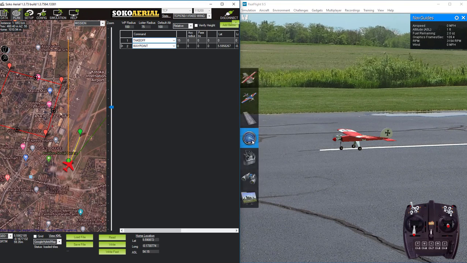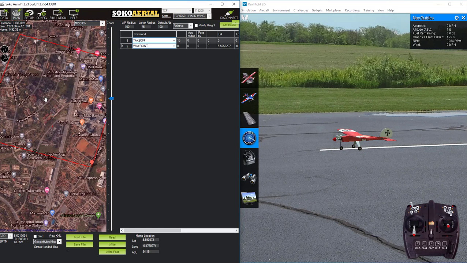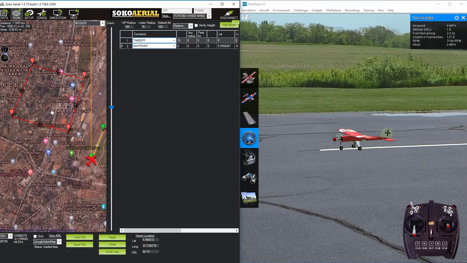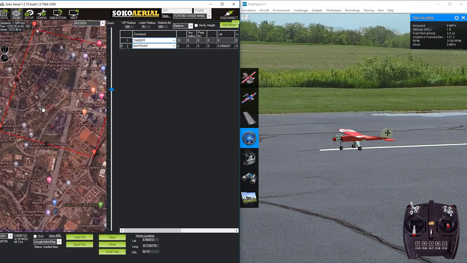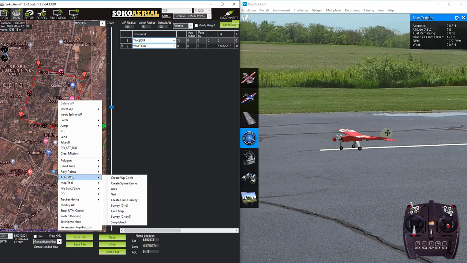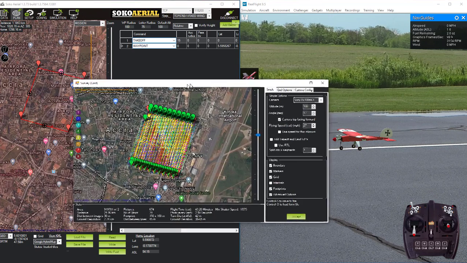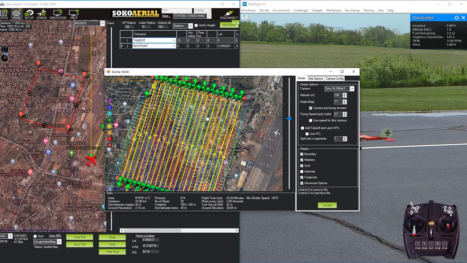As I said, this is a basic simulation. I'm sure it's a decent size. It's not that big, but for the sake of time, let me reduce it a little bit so that it doesn't take too much time. Let me input my waypoints. I'm going to go with survey grid, and let's see what we have. So yeah, this is my survey grid.